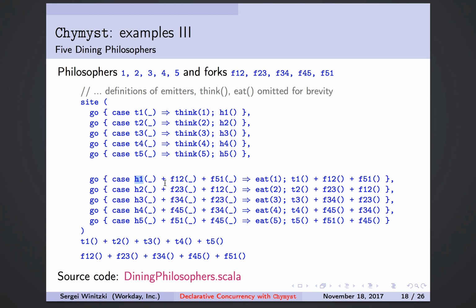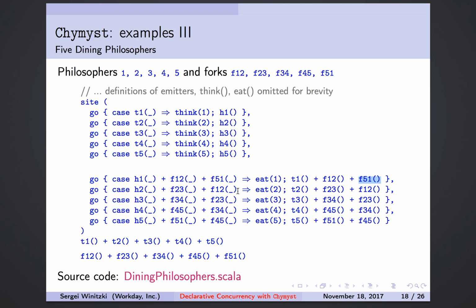And the hungry philosopher reacts with 2 forks, so it takes 2 forks, starts eating for some time, and then releases the thinking molecule, emits the thinking molecule, which means that it models the state of the philosopher that is thinking, and also emits the 2 forks back to the soup.